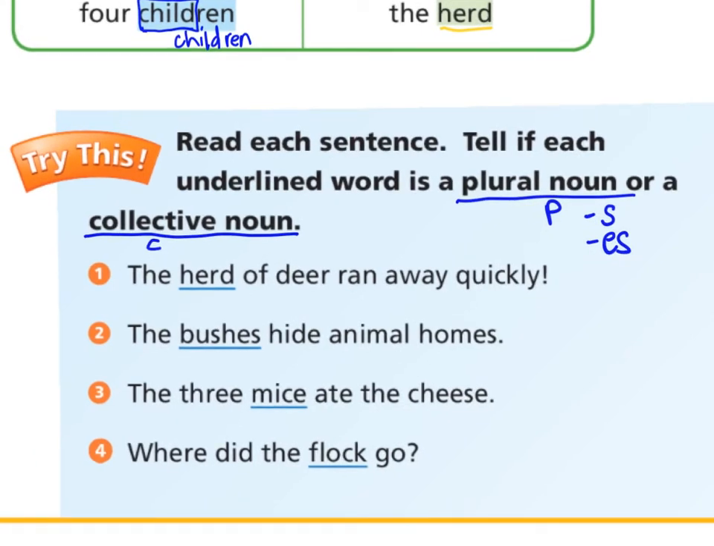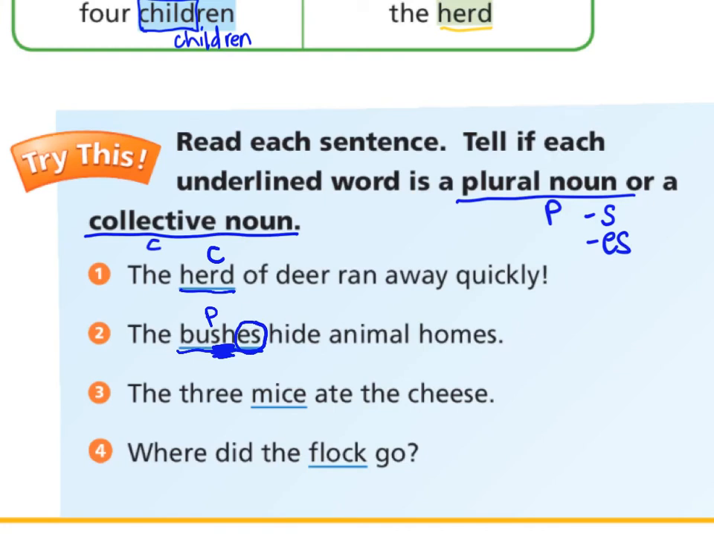So number 1, the herd of deer ran away quickly. Is that plural or collective? It's a collective noun. It's talking about that group of deer. Number 2, the bushes hide animal homes. Plural or collective? This is plural. Notice that ES ending that was added. That E had to be there because this word ends with SH, that consonant blend that makes the sh sound.